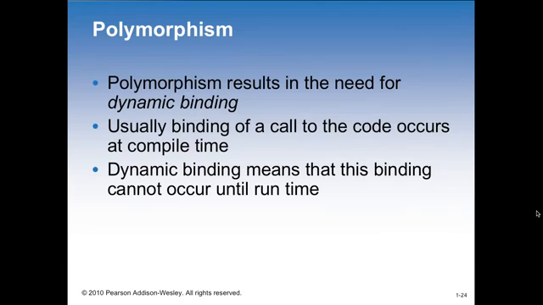If it's being bound at compile time, we don't have that much flexibility. If it's a float, it's a float. We can't put a string in a float space, and vice versa. It's not going to work right. We have typecasting and conversion going on. So usually binding of a call to the code occurs at compile time. Dynamic binding means that the binding cannot occur until runtime. So dynamic means it's happening at runtime and not at compile time.